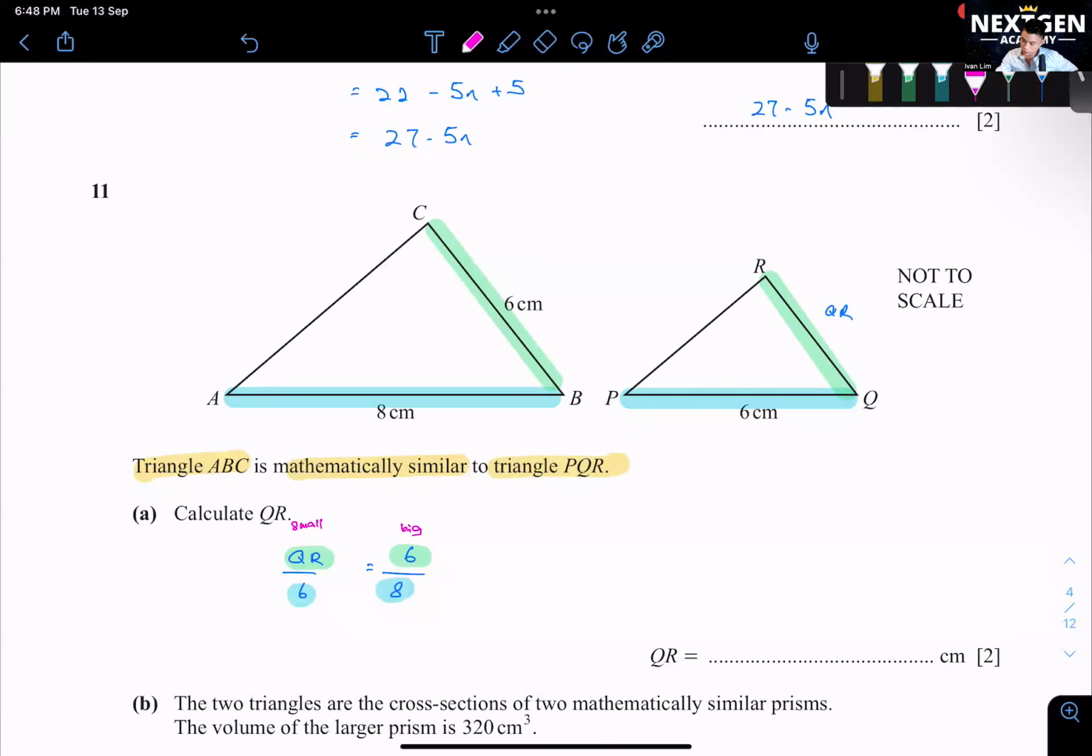So QR, we rearrange the equation. QR will be equals to 6/8 times 6. I just multiply the whole equation by 6. Type into your calculator, times 6, and you will get 4.5.